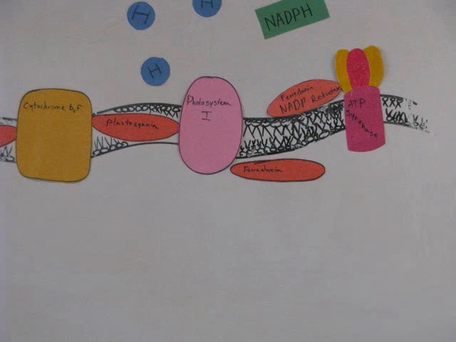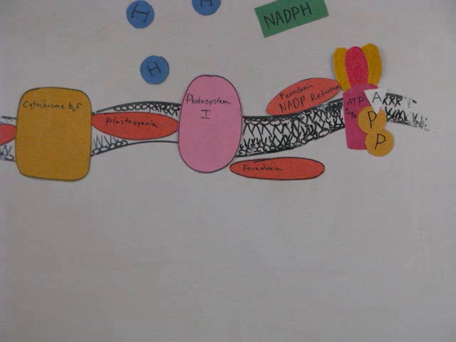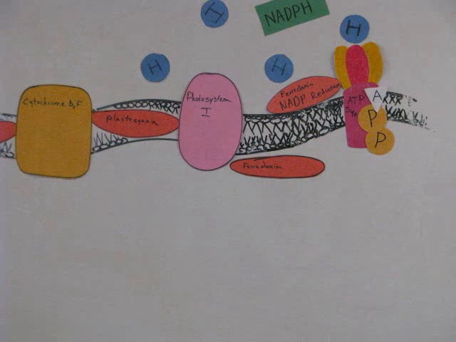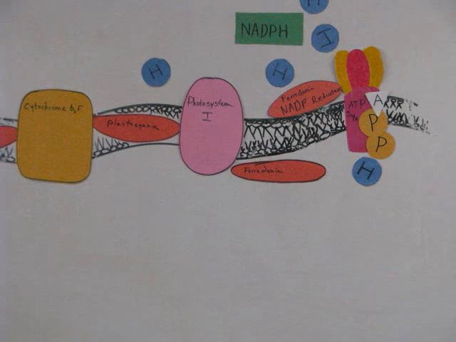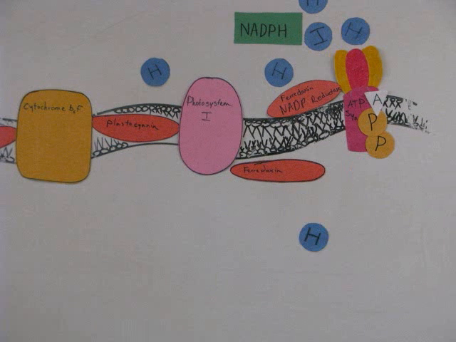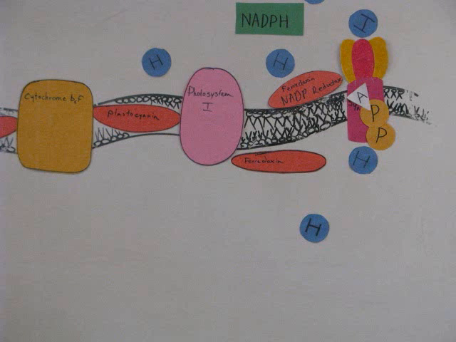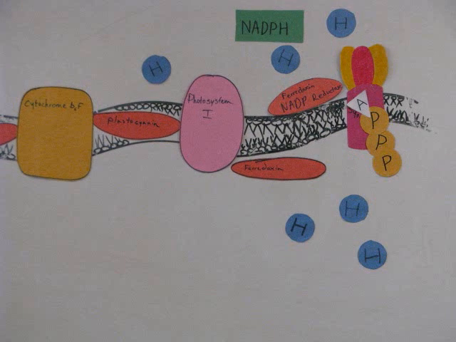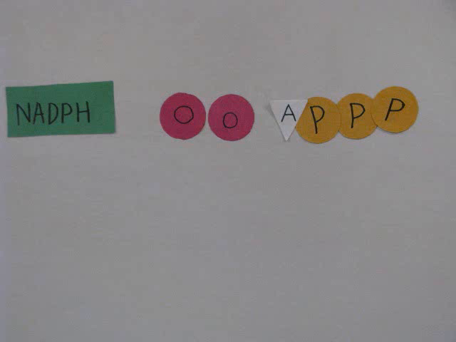The gradient that we mentioned back in photosystem 2 is then put to use by the ATP synthase. ADP, which is attached to the ATP synthase, is bonded to an inorganic phosphate. This bond is powered by the movement of three hydrogen ions through the ATP synthase. Thus, NADPH, oxygen, and ATP are the final products of the electron transport system.